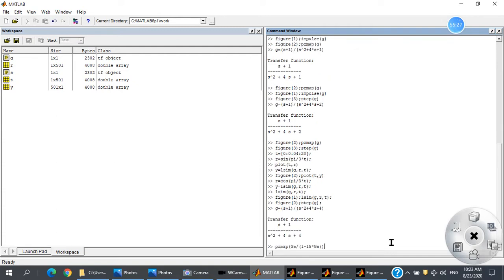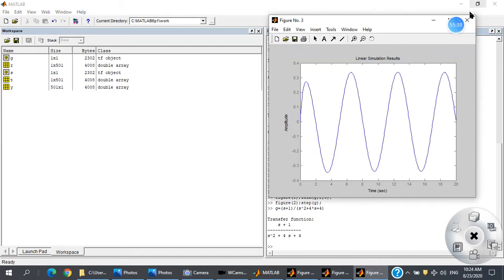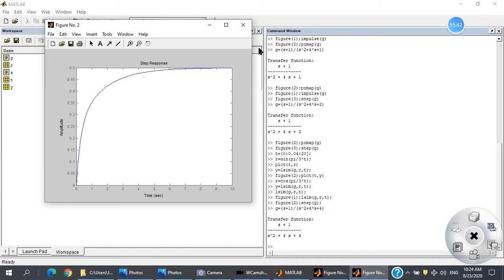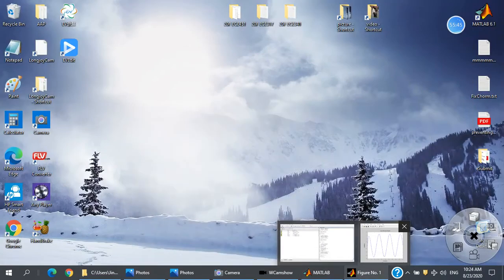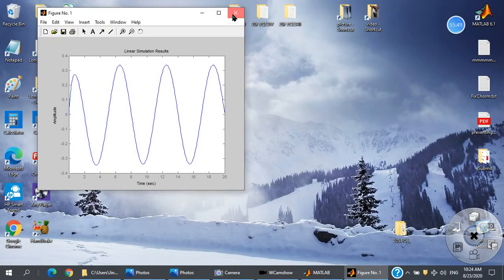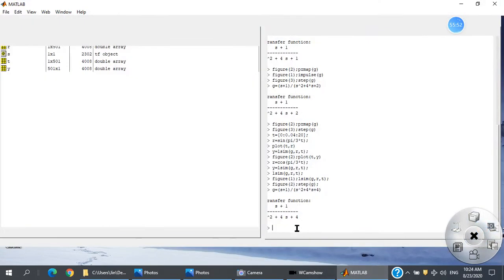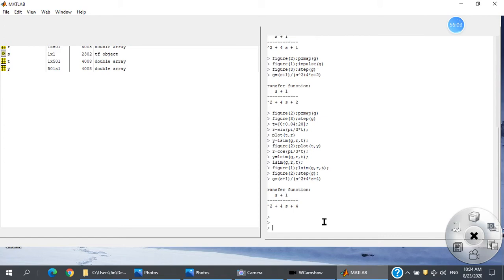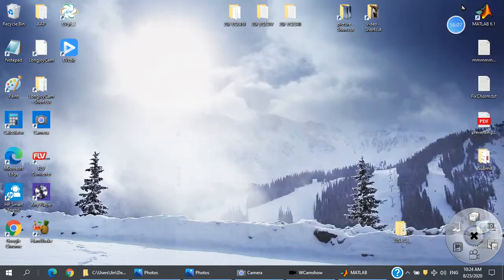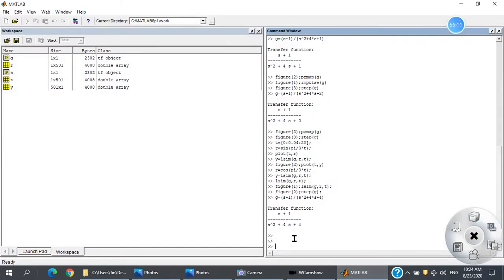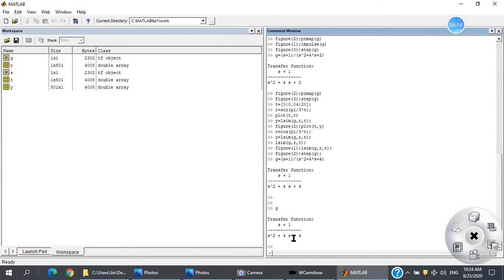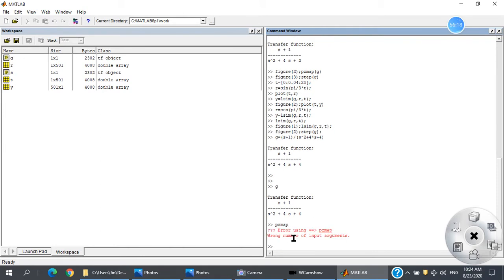Pole-zero map. Let me close all the figures and do it again. Now I have G, this one, right? This is G. Okay, now it's good. We have this as G. Then what is the pole-zero map? The pole-zero map of G.